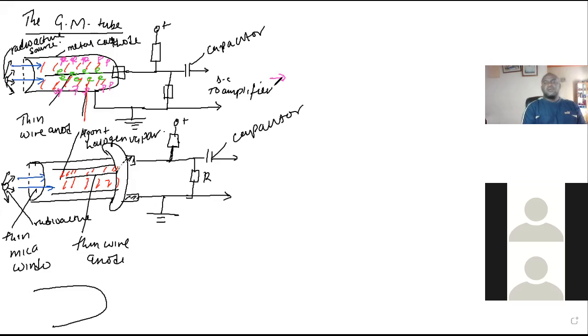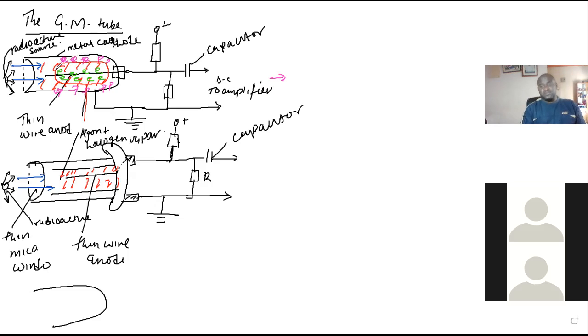Now, there are some key items which happen here. One, we get what we call an avalanche of electrons. An avalanche of electrons is an electron cloud. So the whole of this one you see is called an avalanche of electrons. When we have a cluster of electrons on the ions, we shall form what we call an avalanche of electrons.